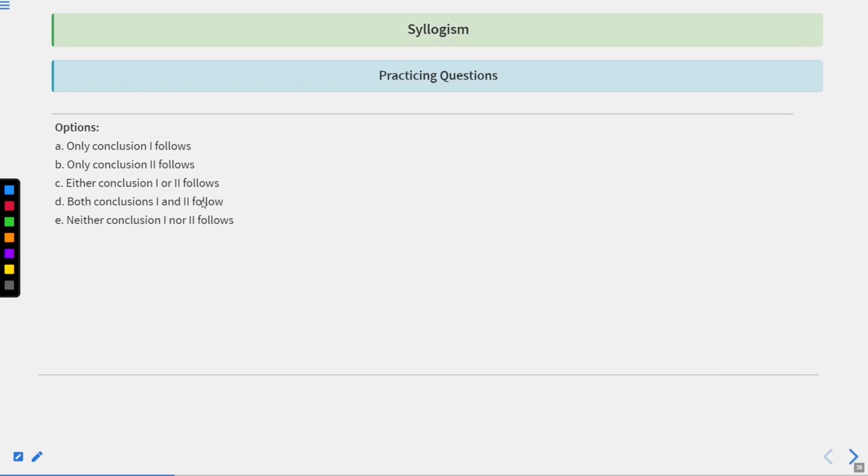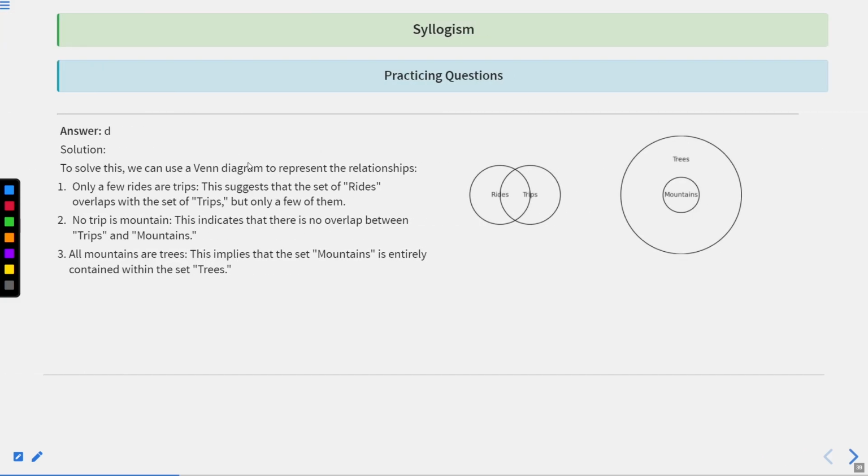Okay, let's try to understand it again. Just ignore this portion. The first point here is that only a few rides are trips. So there is only a small portion which are rides and which are also trips. The other portion is no trip is a mountain, so there is no link between trips and mountain. And then all mountains are trees. So there are trees, and the mountain is within the trees.